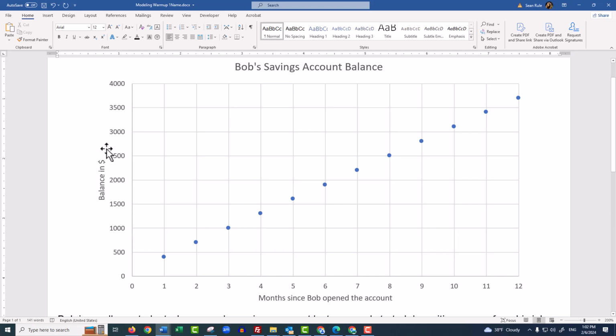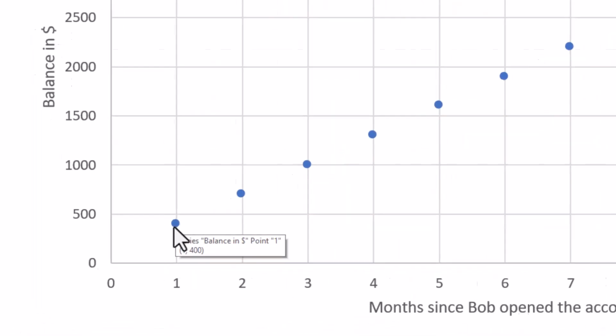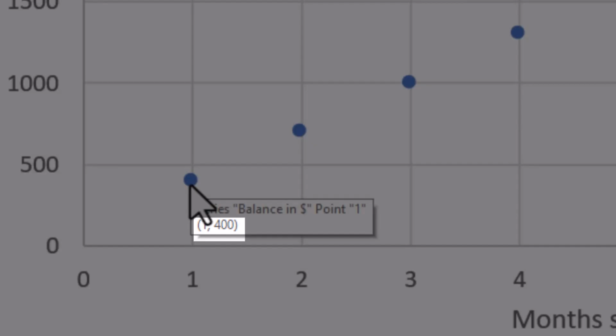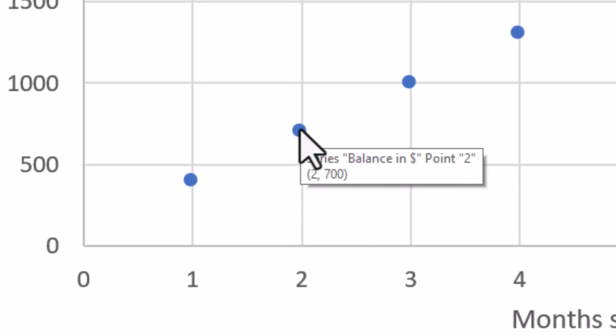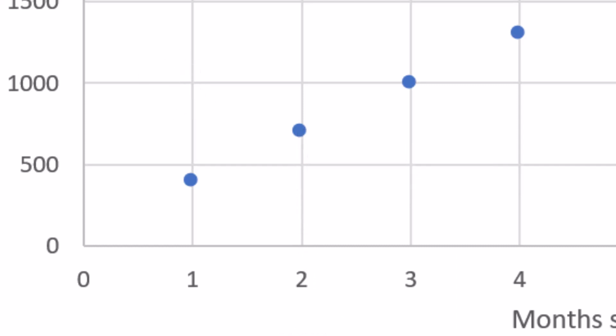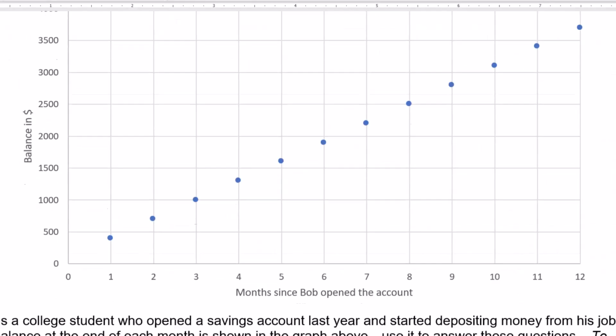Vertical axis, balance in dollars. So that's how much money is in the account after a certain period of time. After 1 month, it looks to be maybe $400. Oh, you can actually see it. Hopefully you can see that on the video. This must be an embedded Excel spreadsheet, which means I can point at a point with my mouse. Unfortunately, you didn't have that ability, I don't think. Well, maybe you did. I hope maybe you can see that too. It doesn't matter. We'll deal with it here in a second.